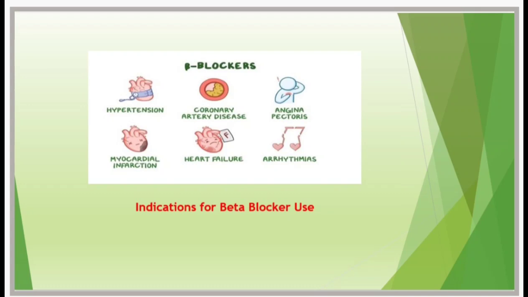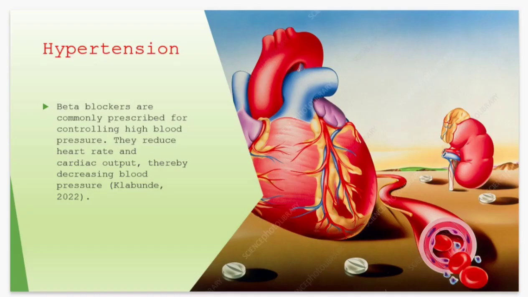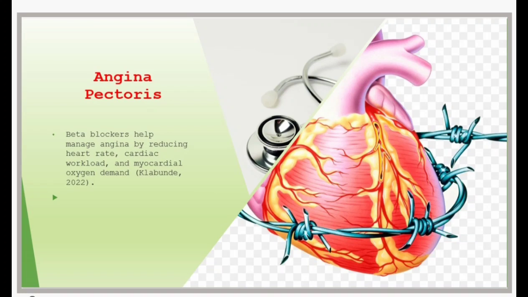Indications for beta blockers use include hypertension, coronary artery disease, angina pectoris, myocardial infarction, heart failure, and arrhythmias. Beta blockers are commonly prescribed for controlling high blood pressure. They reduce heart rate and cardiac output, thereby decreasing blood pressure. Beta blockers help manage angina by reducing heart rate, cardiac workload, and myocardial oxygen demand. They can be used both for stable angina prevention and acute angina attack relief.